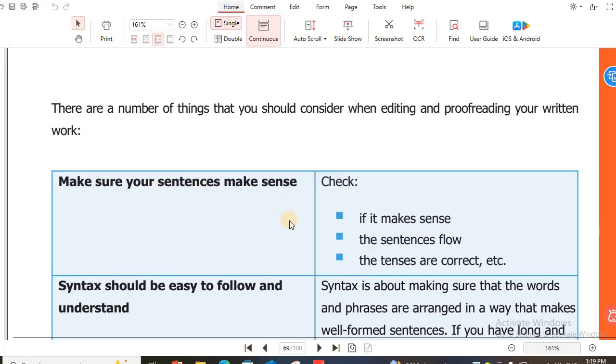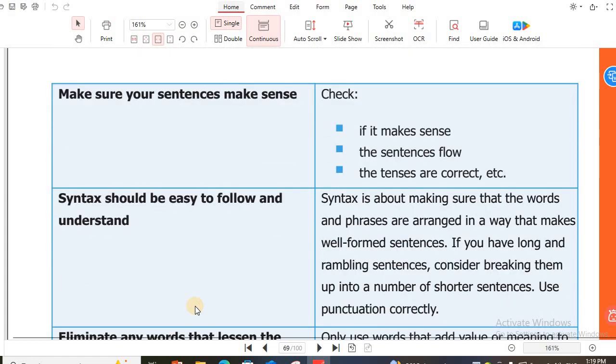How can you make that? If it makes sense, the sentence flows, using the tenses and grammar correctly. Syntax should be easy to follow and understand. Use correct grammar, use correct flow and well-formed sentences. If you have long rambling sentences, consider breaking them into short sentences.